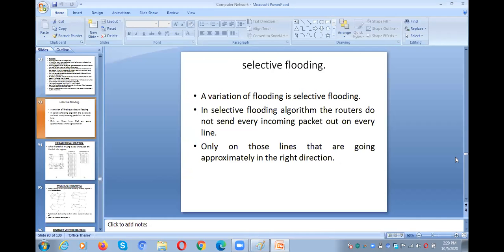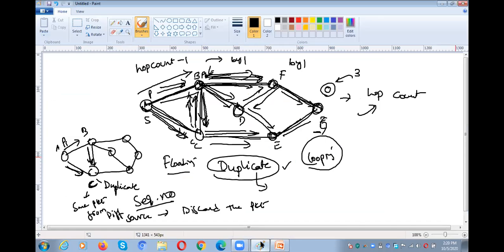That means whenever you are sending a packet to the next node, for example, consider this particular example: whenever B receives a packet from A, and the destination is G, the packet needs to be forwarded in this direction. There is no need to forward the packet in this direction. That means the router will select only the best possible few lines to forward the packet to the next nodes. That is called selective flooding.